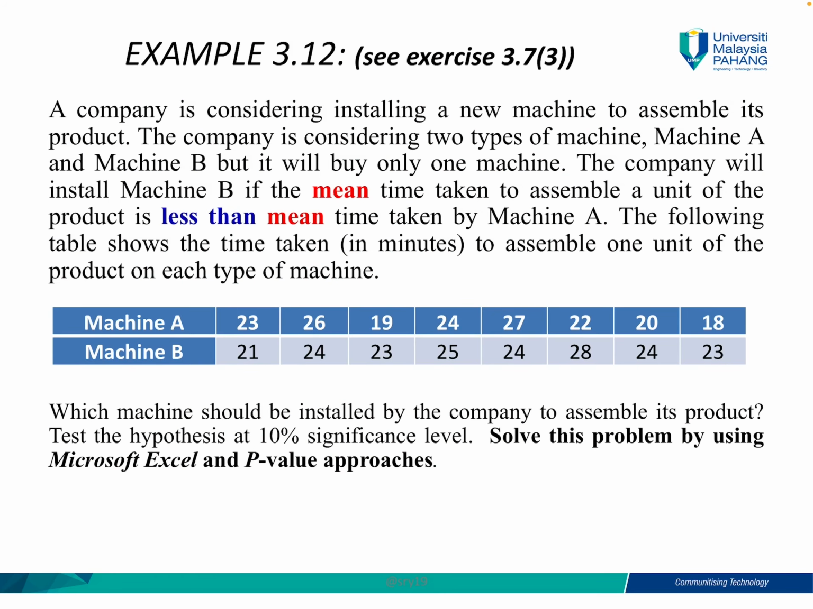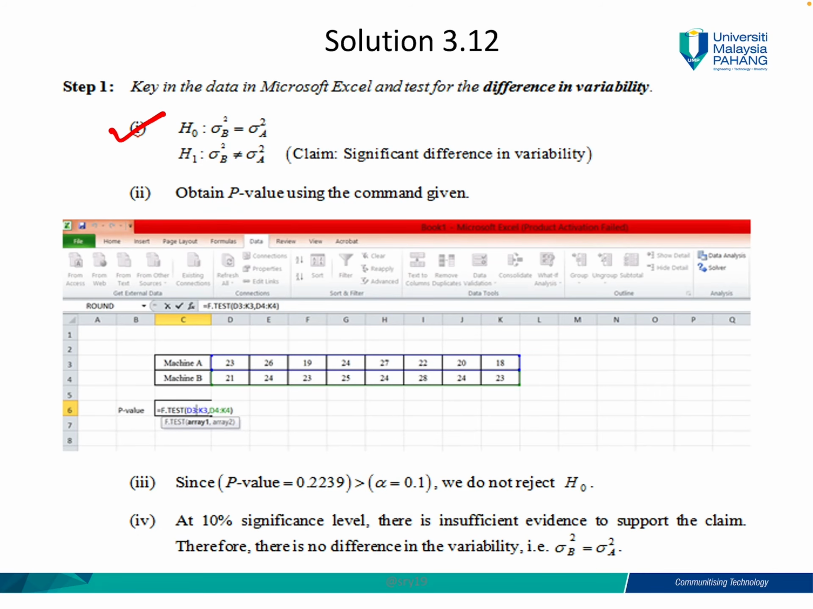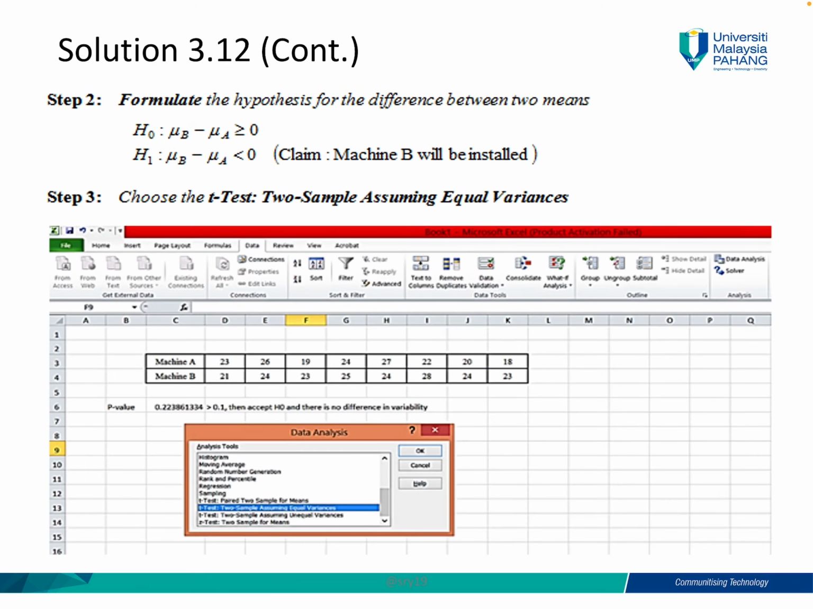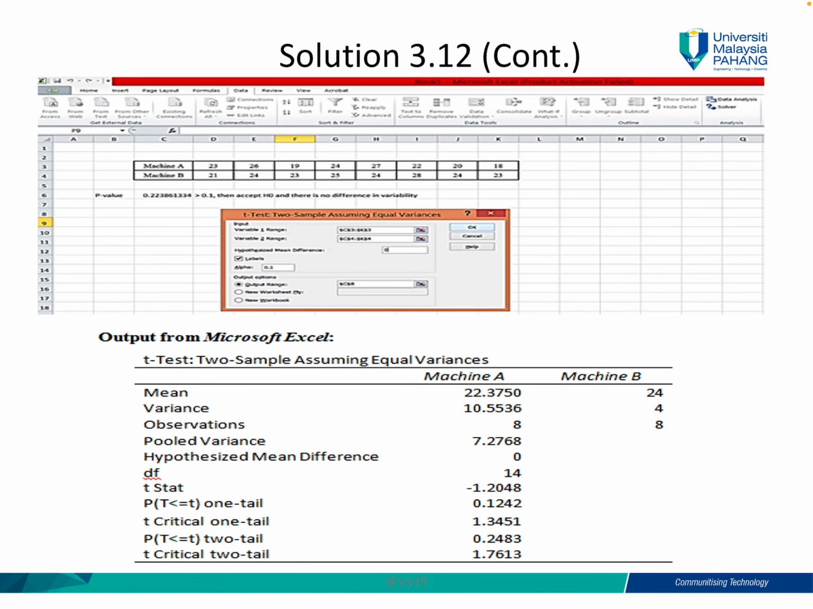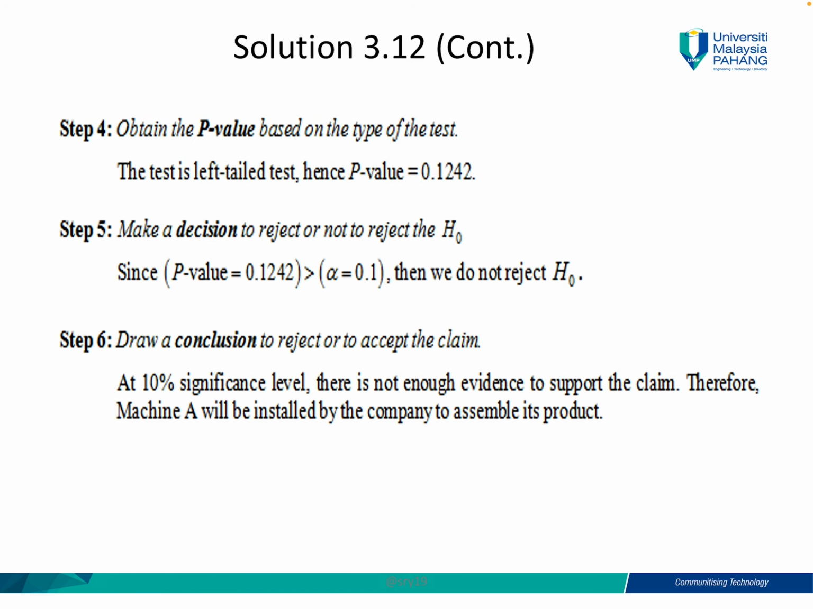Alright. So this one is an example about the machine, the same as 3.7. So step number 1, conduct your hypothesis. Step number 2, obtain the p-value. So here p-value is 0.2239, which is greater than alpha 0.1, so accept H null. Okay, the same goes to here. This one is mu1 minus mu2. Okay, p-value is 0.1242, so 0.1242 is greater than alpha 0.1, accept H null.